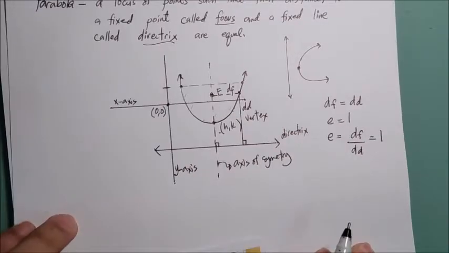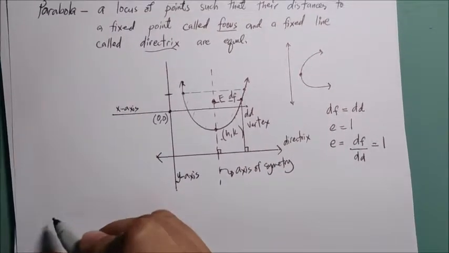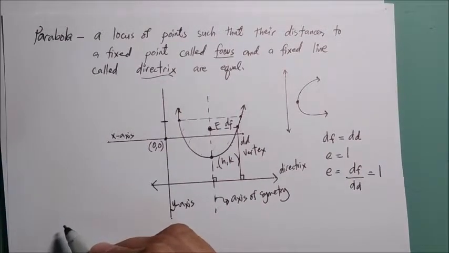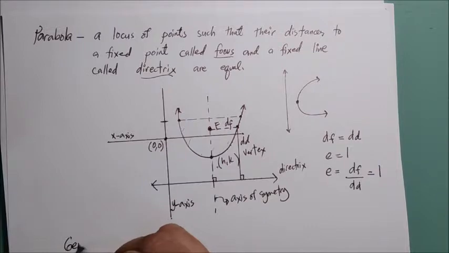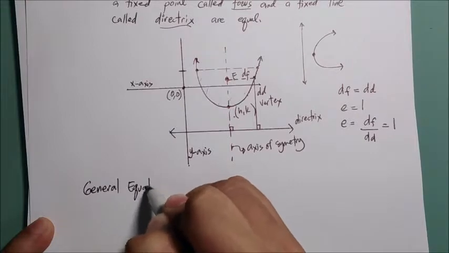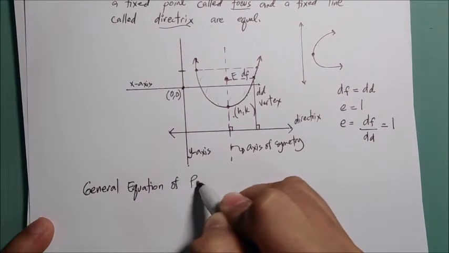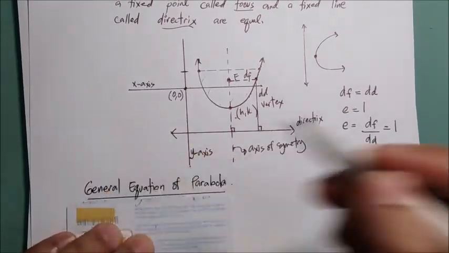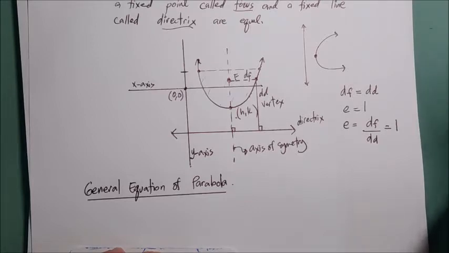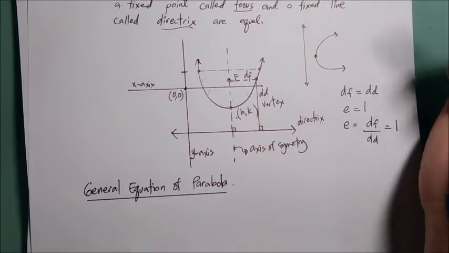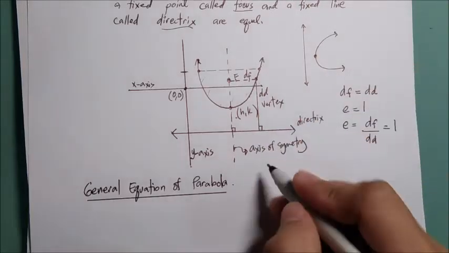Okay, I hope you understand the concept or the definition of a parabola. Next is the general equation of parabola. We have to discuss the general equation, and we will discuss the standard equation of parabola. They are both the same, but they are different in form. It means that a general equation can be converted to standard. Okay, standard equation.